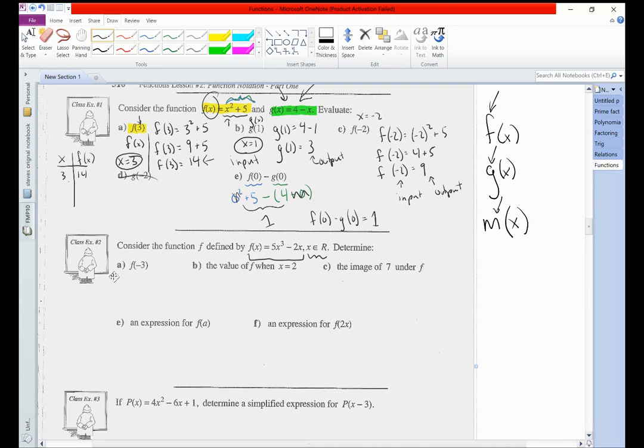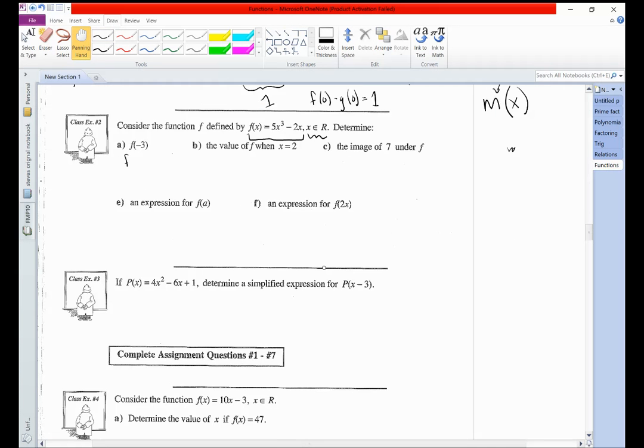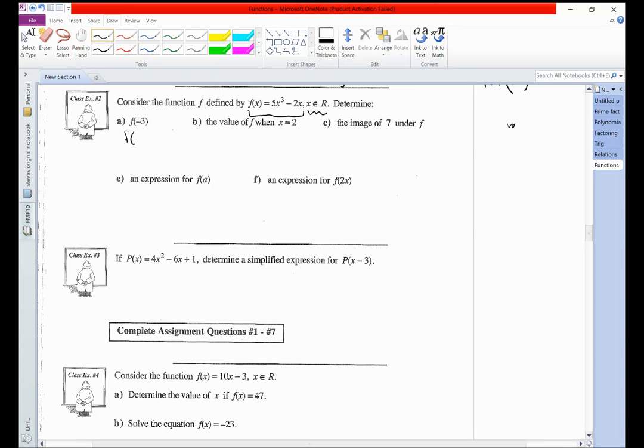Okay, so we want to do, I gotta get out of this somehow. There we go. I'll just maybe scroll up because I think that's the issue. I'm writing too close to the bottom of my screen. f of negative 3 is going to be 5 multiplied by negative 3 cubed minus 2 times negative 3. Anywhere we see an x, we have to put in our input. And then we can solve.